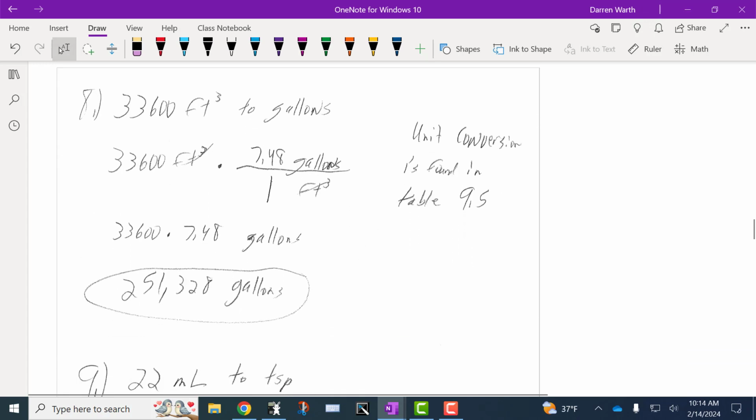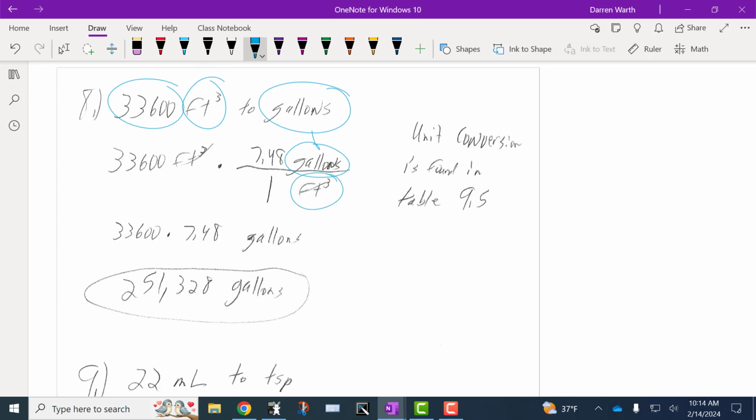Now number 8, it says a swimming pool has a volume of 33,600 cubic feet. How many gallons of water does the pool hold? So for cubic feet, put feet cubed right here. That's what cubic feet stands for. Got 33,600 cubic feet. I want to convert to gallons. So again, gallons is what you want to keep, so you put it in your numerator. Feet cubed is what we're trying to get rid of, so put that in the denominator.